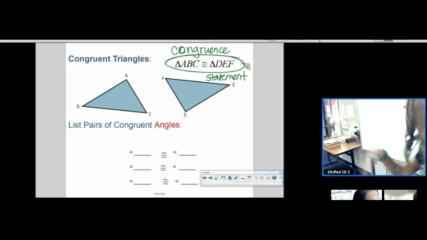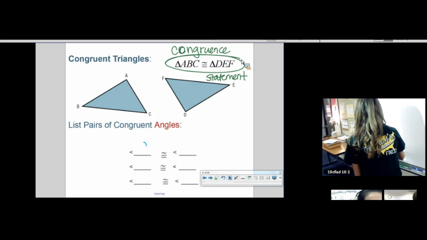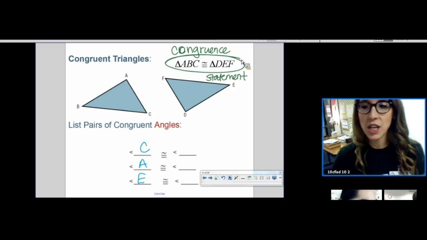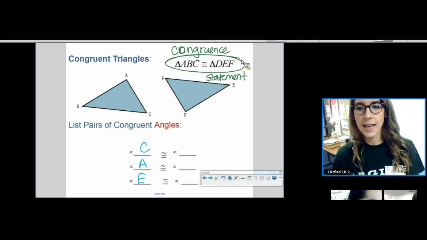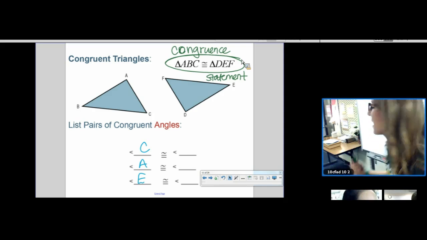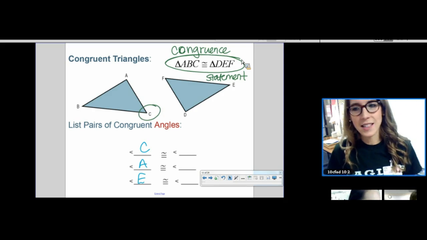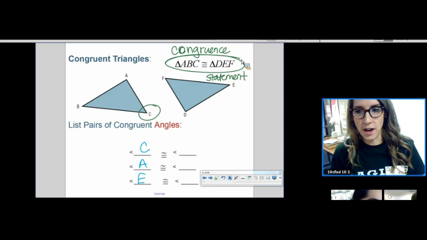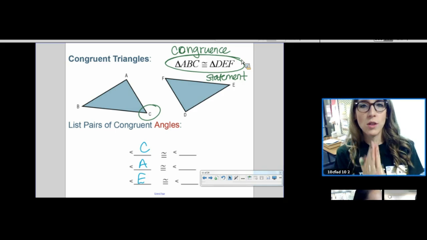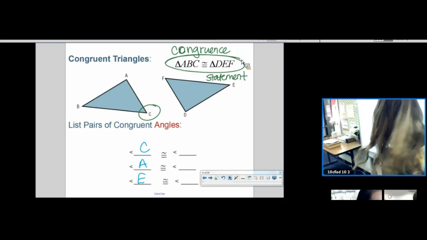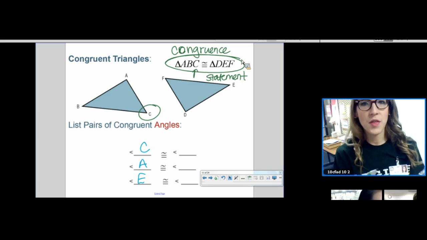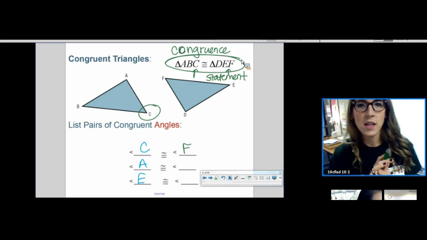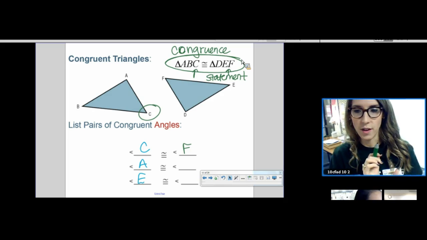For example, if I just threw down some letters here, C, A, E, and then I asked you to finish the congruence statement: angle C is congruent to angle blank. Well, looking at the picture doesn't really give us a lot of insight. Which angle matches angle C? I don't know. They all kind of look similar in size. If I had a protractor, I could do that, but I don't. So what I'm going to do is go look at the congruence statement. C is listed third. What angle is listed third in the other triangle? F. So we know angle C is congruent to angle F because it's listed third and listed third.